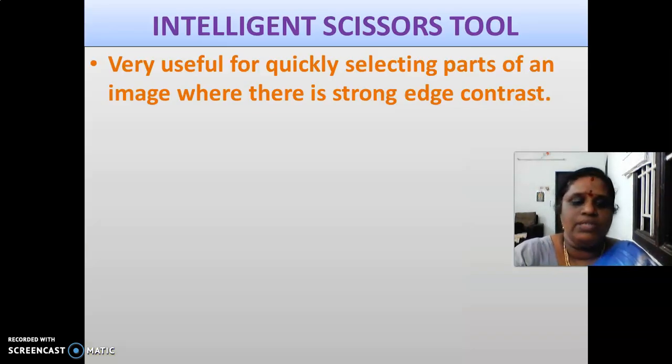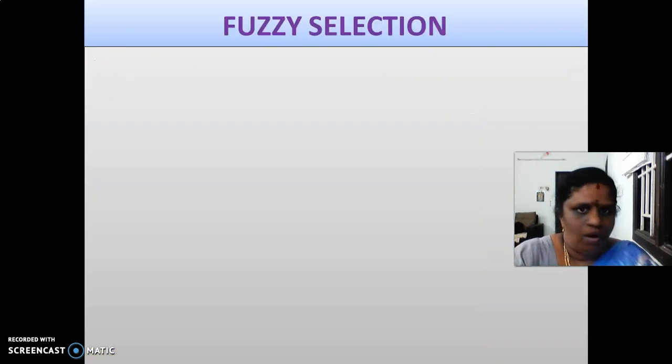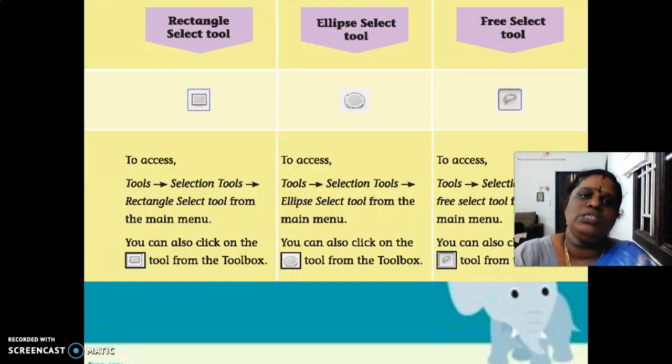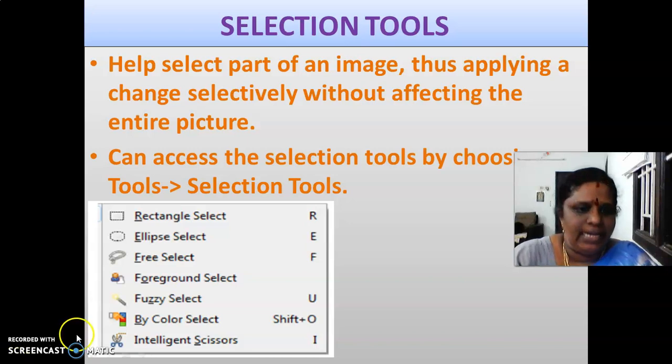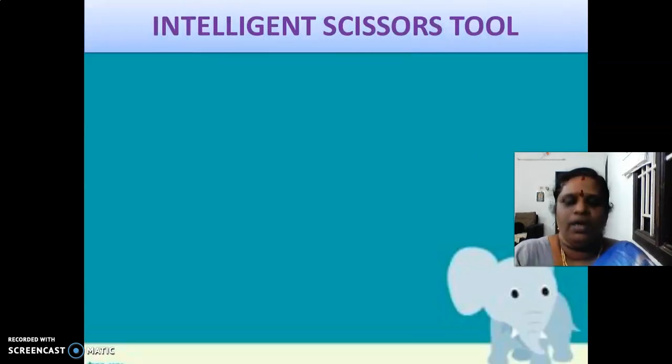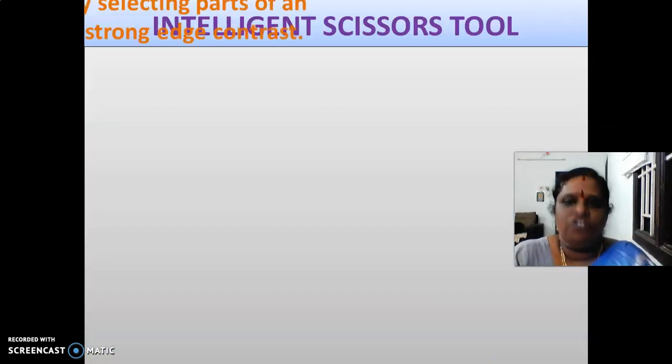So with this, our selection tool section is over. See, rectangle, elliptical, free select, fuzzy select, select by color, and intelligent scissors, we have covered everything. Foreground select is nothing but the front color will be selected. With this, our selection tool is completed.